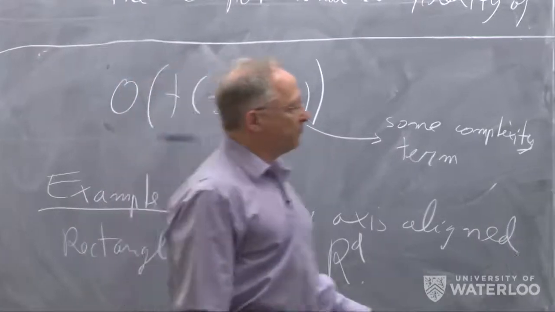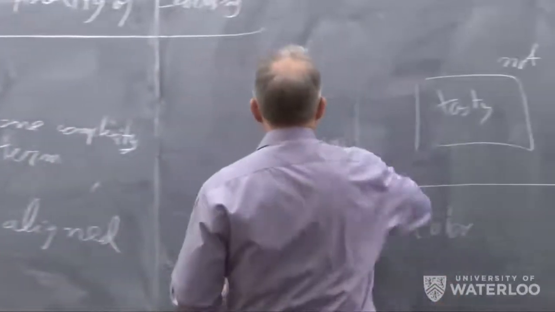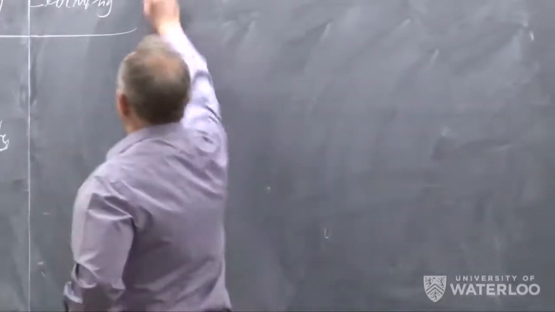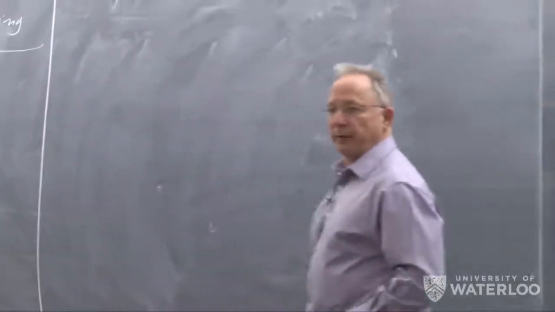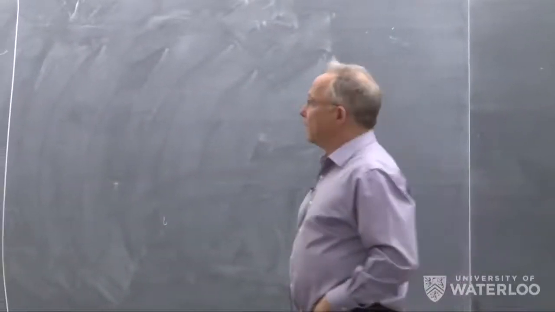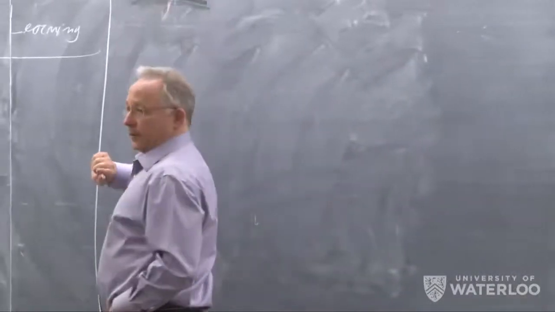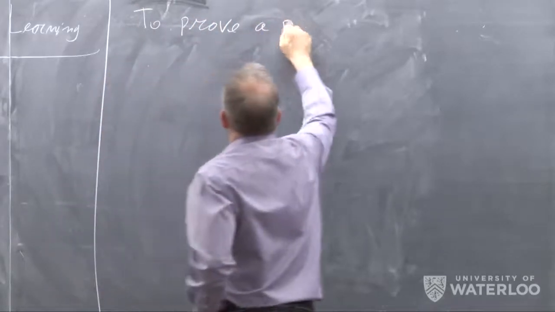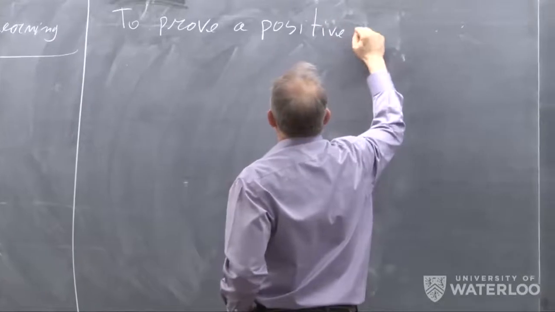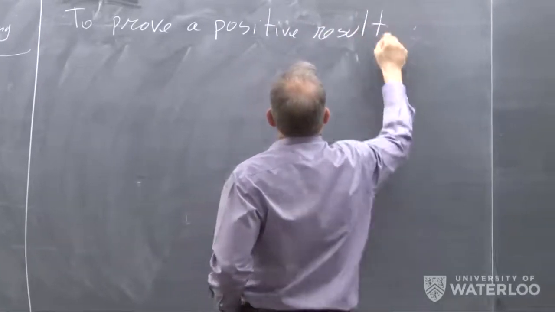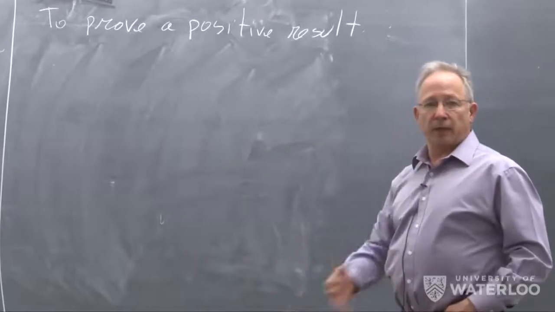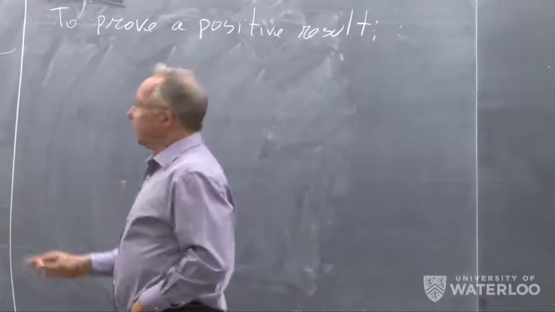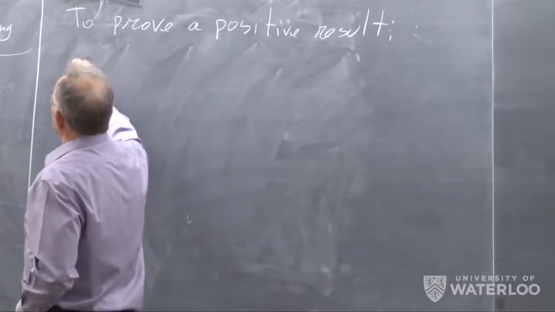Okay, so this is our first example, learning rectangles in R^D. And then we wanted to give some kind of a positive result, an upper bound on the complexity of learning. So we had a positive result, and it consisted of two steps. To prove a positive result, meaning it can be learned under such a time bound, we need two steps. It's not the only way to do it, but that's a very mainstream way to do it.